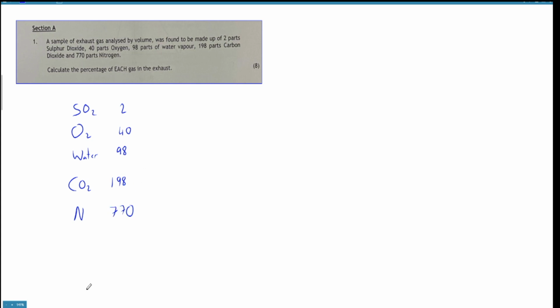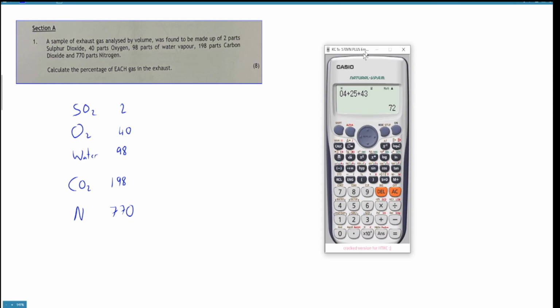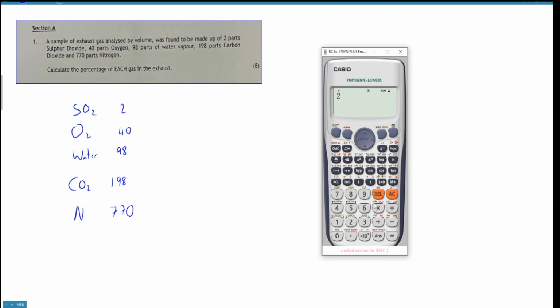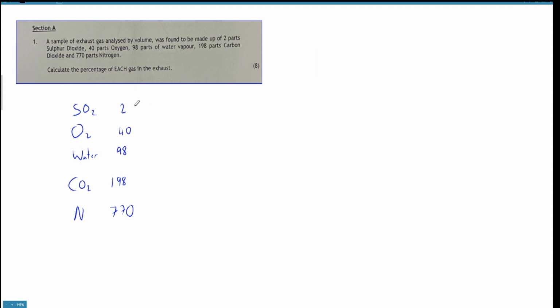We need to add up all of these to see how many parts we have in total. Let me grab my calculator. 2 plus 40 plus 98 plus 198 plus 770. It's 1108. So I'm going to divide all of these by 1108. This gives me a proportion or a ratio. Normally we would multiply this by 10 cubic meters or something, but they want it as a percentage.